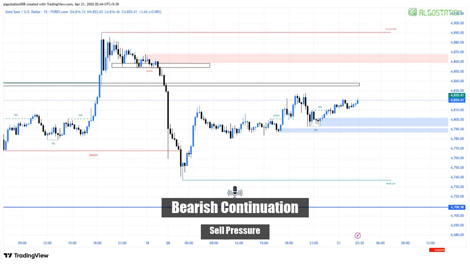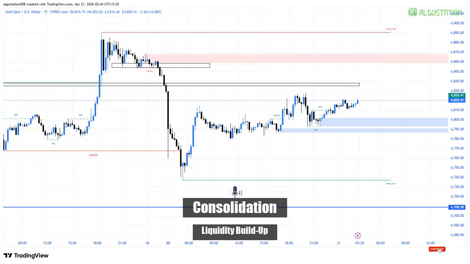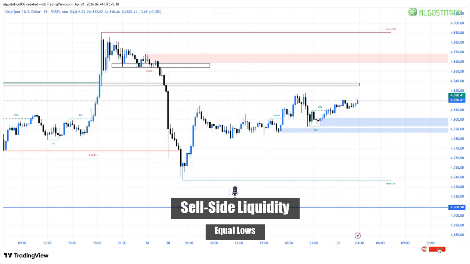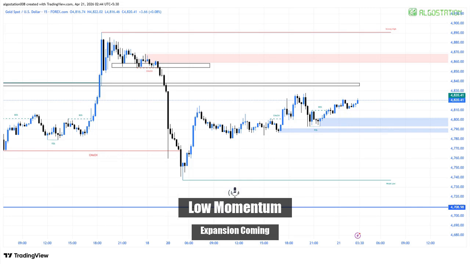Then comes the real move, a strong bearish push clearing liquidity below. Now price is consolidating again, building liquidity before the next move. These equal lows are sell-side liquidity. They will likely get targeted next. Short term, we see slight bullish structure, but it's weak and corrective. Momentum is slowing down, which usually precedes a strong expansion.